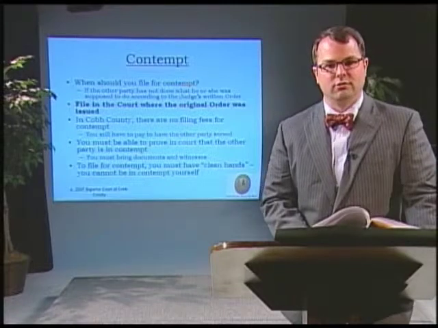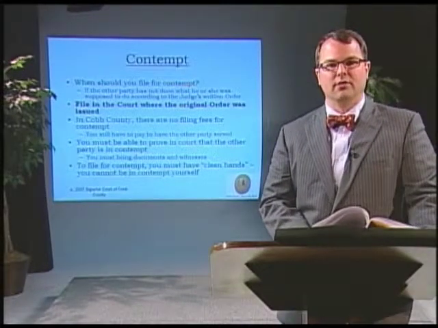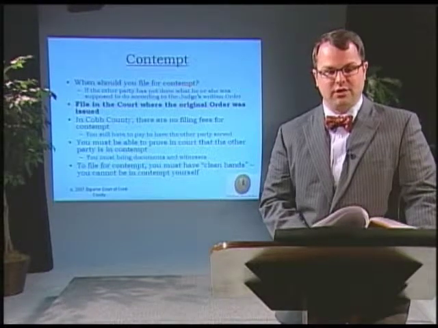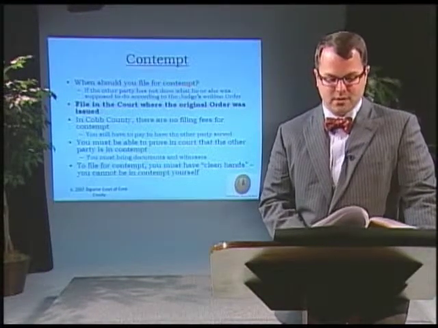In Cobb County, there are actually no filing fees for a contempt action, which is also an exception to a rule that I talked about earlier. As you'll recall, I said earlier that you have to pay to file every type of lawsuit. A contempt action is an exception to this, at least in Cobb County.